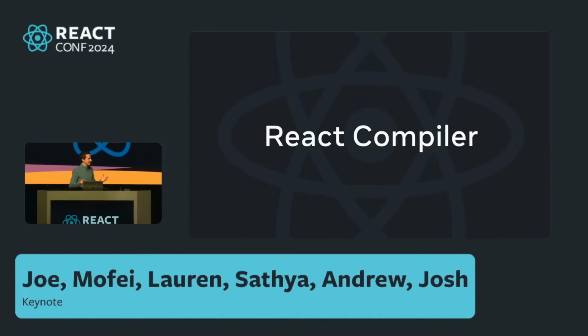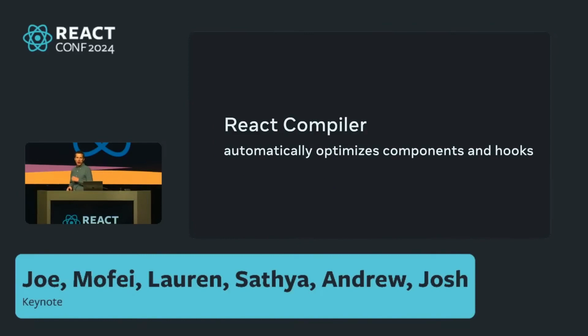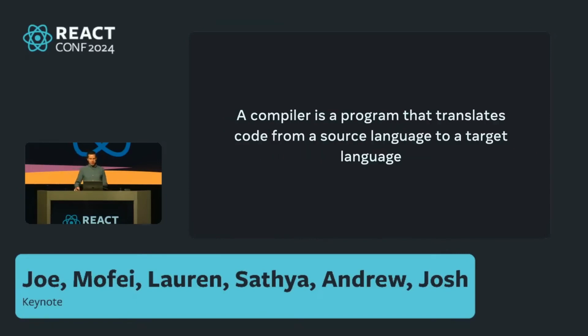But it's React Compiler. It's a tool we've been developing at Meta over the last few years. React Compiler automatically optimizes your components and hooks so that only the minimal parts of your UI update as state changes. So that seemed pretty magical. How could that possibly work? It's really not so scary, so let's walk through it.